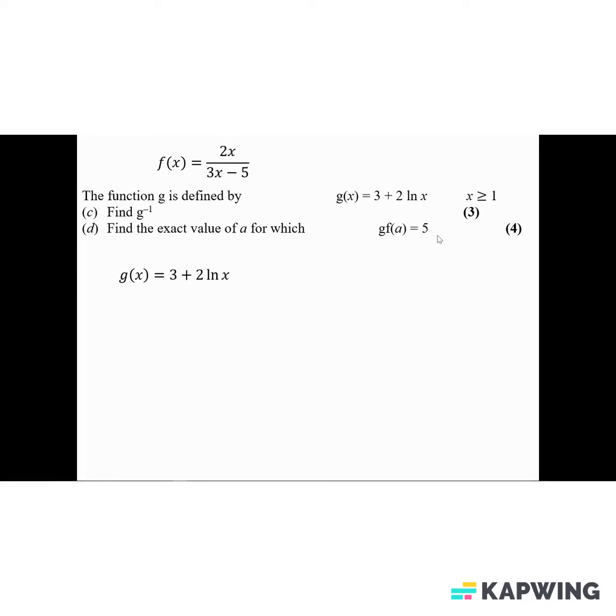Now we've got a new function, g of x, 3 plus 2 ln x. We want g to the minus 1. So put y equal to 3 plus 2 ln x and make x the subject. So we'll take off 3, divide by 2, and do e to the power of both sides. And that tells me the inverse function is e to the (x minus 3) over 2.